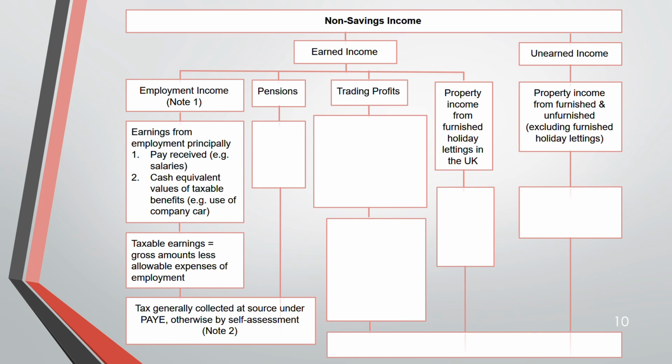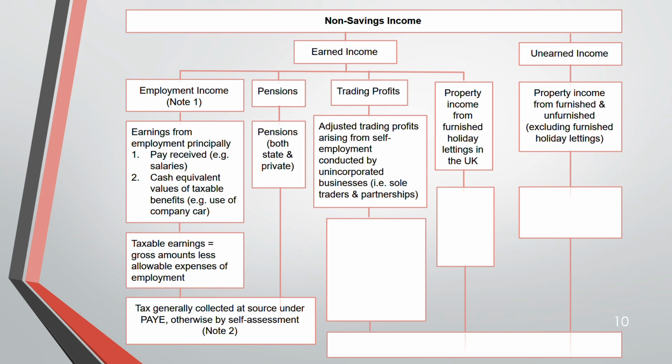Next is, so tax generally collected at source for employees as well as for pension. Otherwise, self-assessment. Self-assessment means you pay the tax. Same for pension also. Next, trading profit. So this adjusted trading profit can arise from employment, okay, for sole trader and partnership.